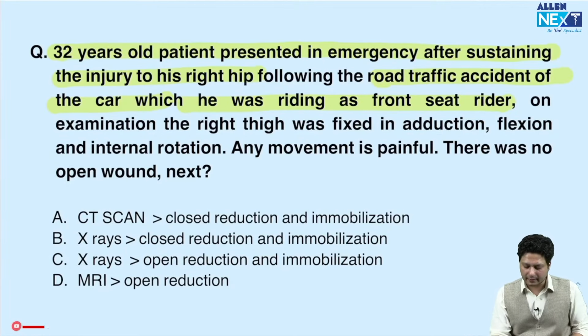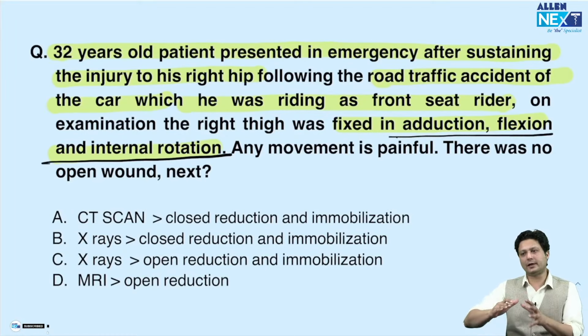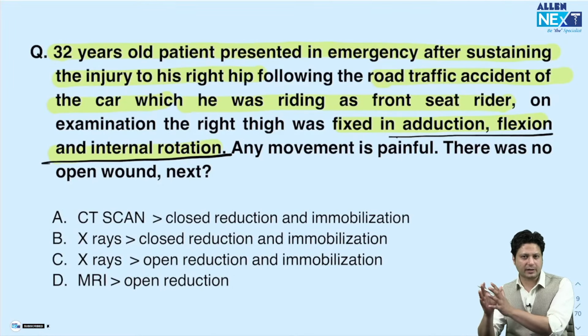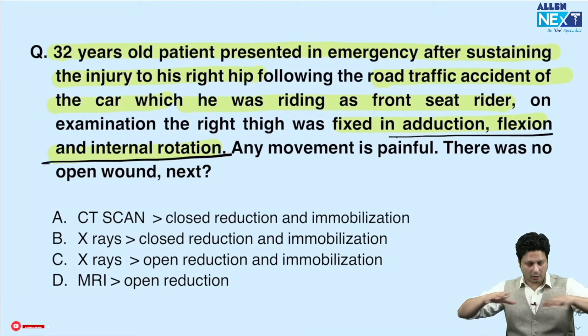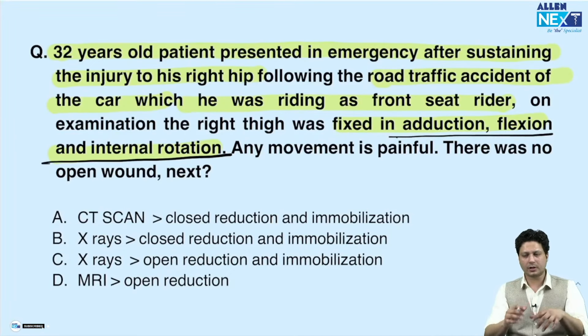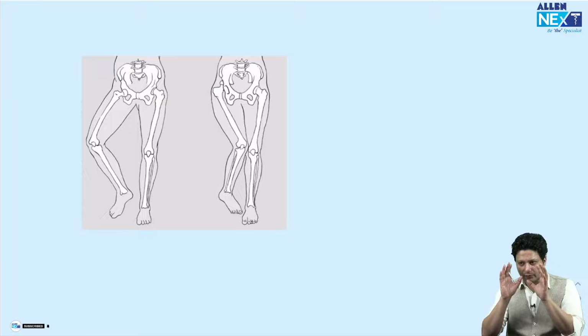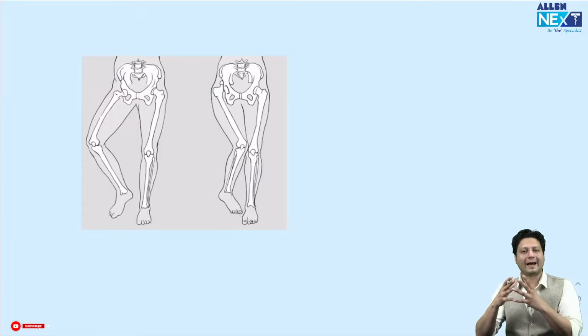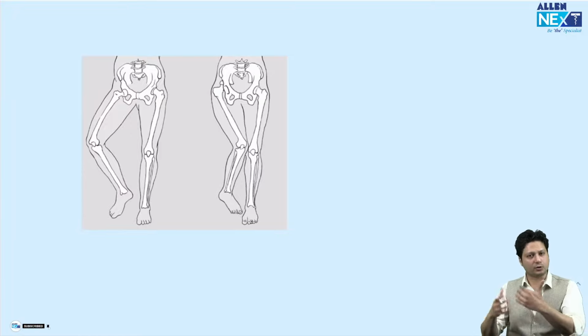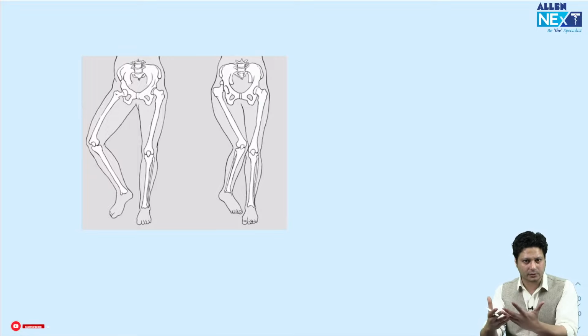Now on examination, the right thigh was fixed in adduction, flexion and internal rotation. This is something we have already talked about multiple times: if they give you an injury related to the hip joint, and the specific attitude of the patient is provided when the patient is presented to you on the couch, then it is possibly because of dislocation of the hip joint. And dislocations of the hip joint are categorized into two: posterior dislocation and anterior dislocation.